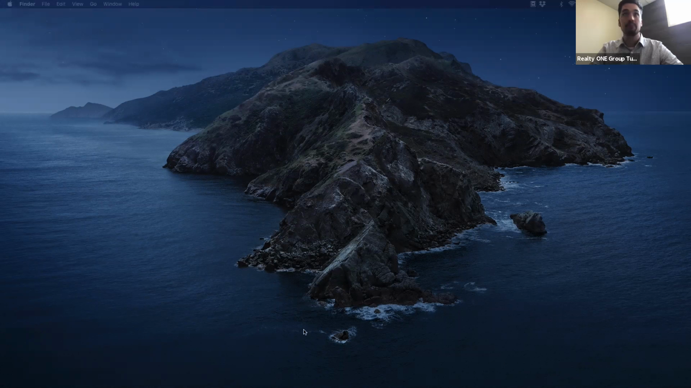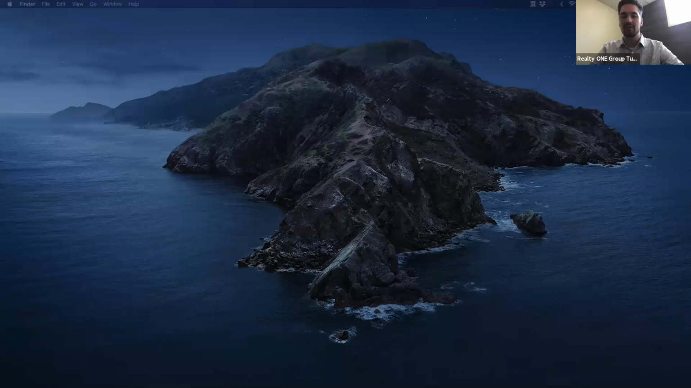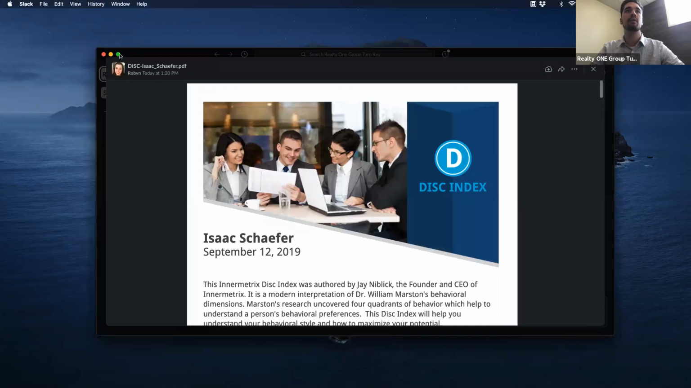Oh, I'm struggling pulling it up on the screen. Give me just one second. That is a spooky island. That is spooky. It just came with the update. Okay, here we go.